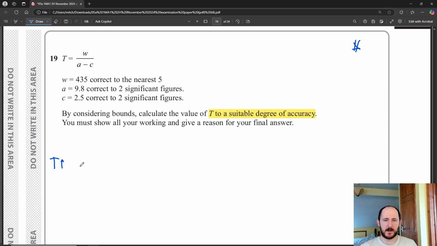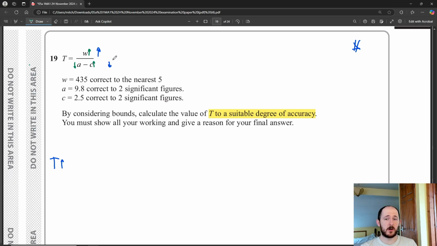If we want to find the upper bound of t, we want to make t as big as humanly possible. We want the denominator to be as small as possible, and the numerator to be as big as possible. So we're going to take the upper bound of w, the lower bound of a and the upper bound of c. Why? Because if we make a really small and c really big, then a minus c is going to be a much smaller number. Same with w: if w is really big, then the overall thing is going to be quite big.